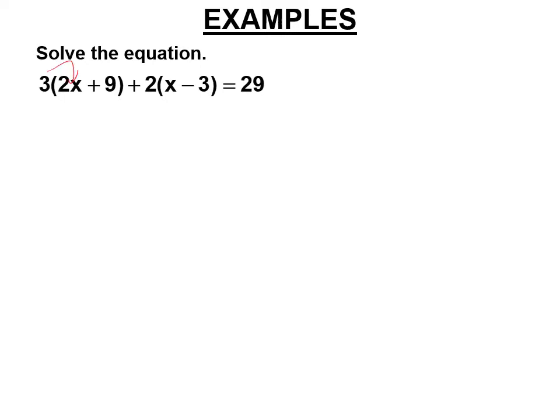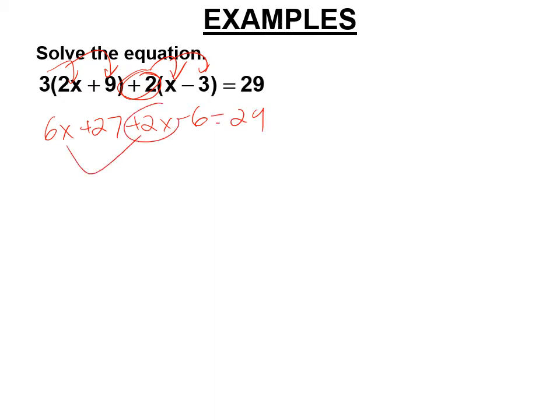Yes, this looks harder than it is. You're just going to do the distributive property twice. 3 times 2x, 6x. 3 times 9 is 27. You're going to distribute a positive 2 because it's plus 2. Plus 2x minus 6 equals 29. Now you combine the like terms. 6x plus 2x is 8x. 27 minus 6 is 21.